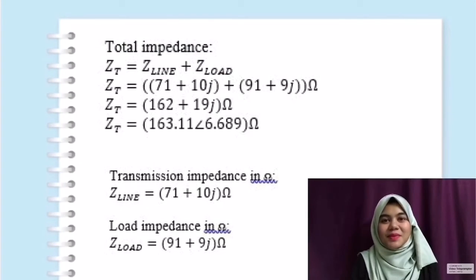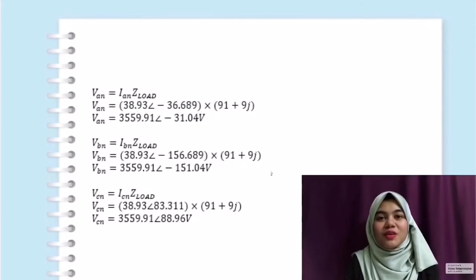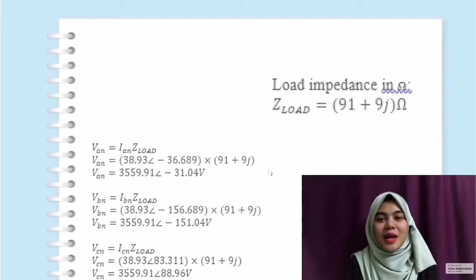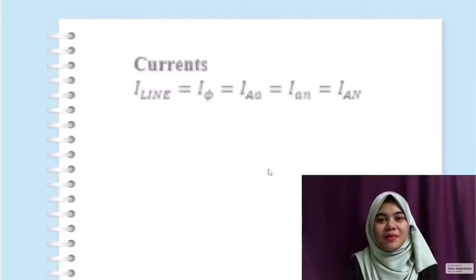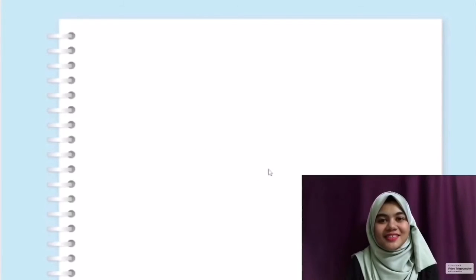The total impedance has been calculated. The purpose of calculating the total impedance is to find the value of line current, because transmission impedance and load impedance are connected in series. However, to find load voltage, the impedance that is used is only load impedance. Based on the theoretical concept, line current is equal to the phase current because it is in Y-connected circuit.